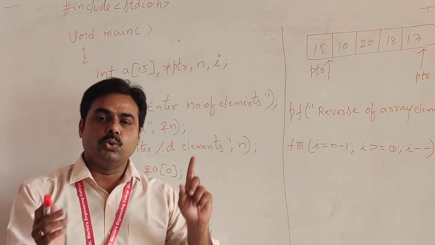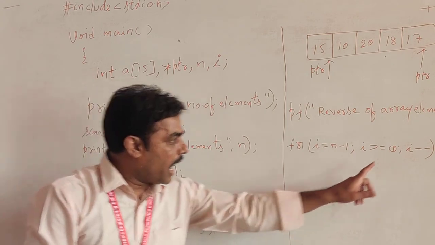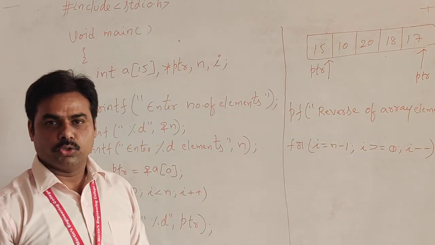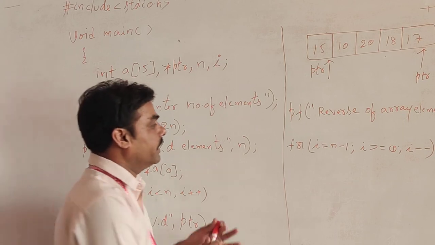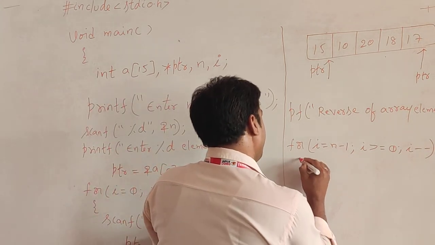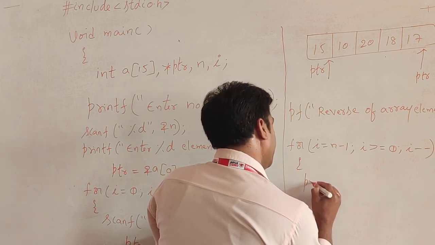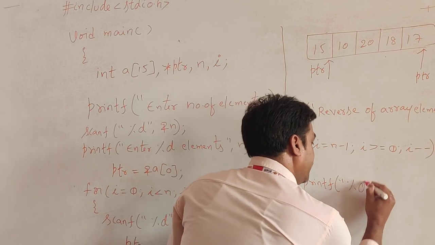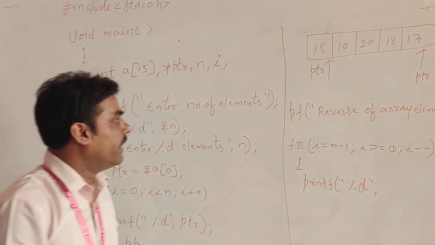Now our intention is to display the elements in the reverse order, so the i value should be decremented here. Now, how to print the value here? The point is simply printf, percentage d, I would like to print the last value.